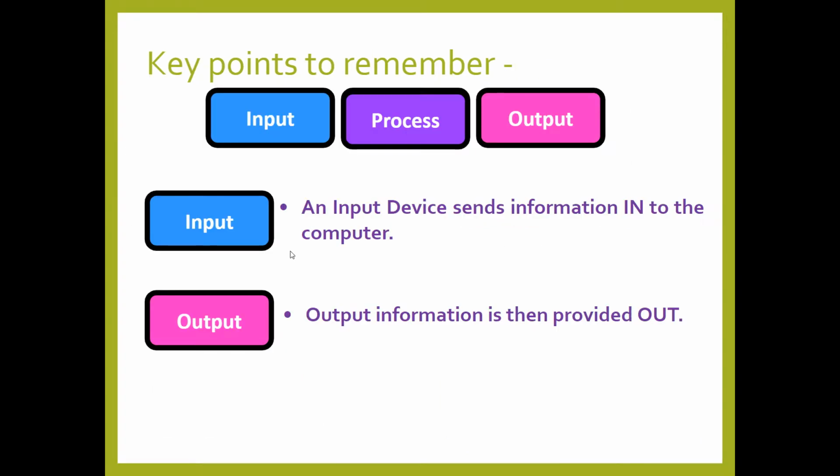All right? So key points to remember. IPO stands for input, process, and output. An input device sends information into a computer. An output is where information is sent out of a computer. Please remember these points when you're working on your work.